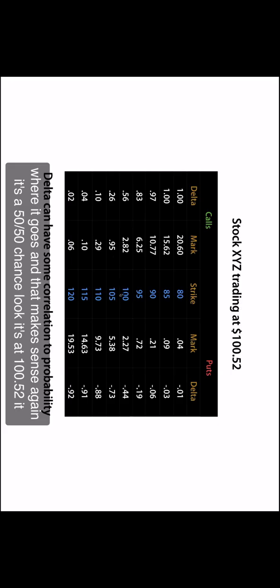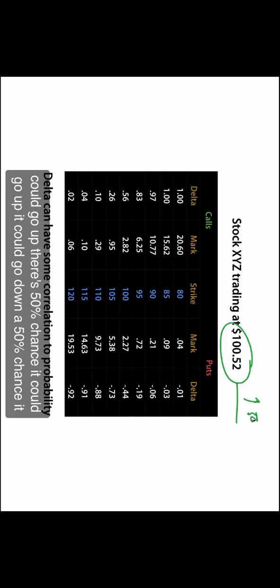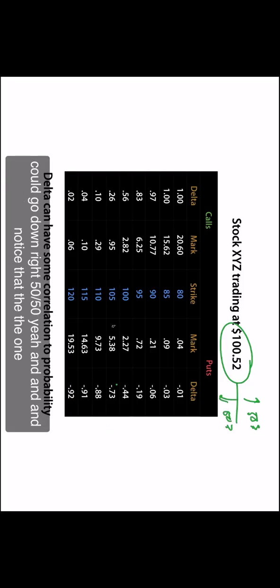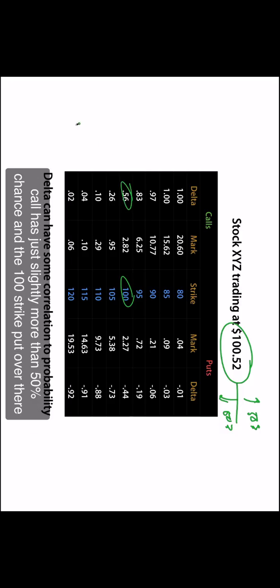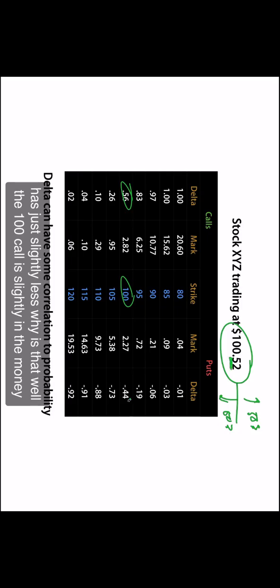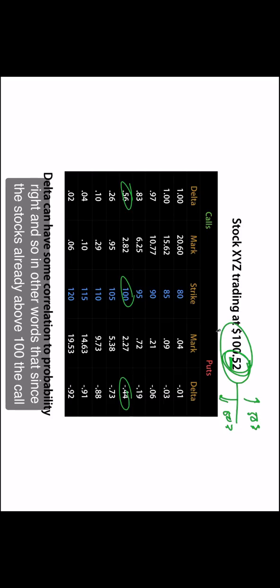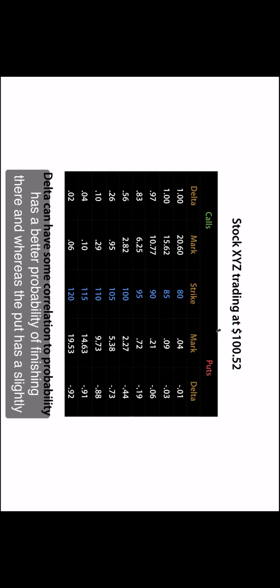And that makes sense. It's a 50-50 chance. Look, it's at 152. There's a 50% chance it could go up, and a 50% chance it could go down, right? 50-50. And notice that the 100 call has just slightly more than 50% chance, and the 100 strike put over there has just slightly less. Why is that? Well, the 100 call is slightly in the money. Since the stock's already above 100, the call has a better probability of finishing there, whereas the put has a slightly lower chance.